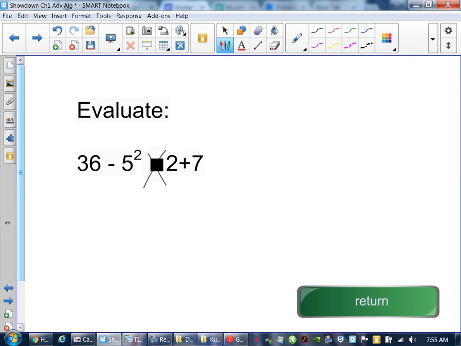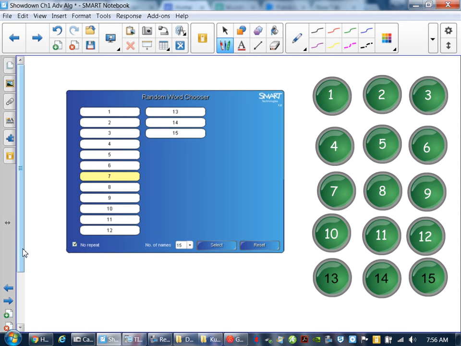What are you getting for an answer? Negative 7? Do we agree on negative 7? Yes, I agree as well. Exponent, you get 25, so it becomes negative 25 times 2, negative 50. 36 minus 50 plus 7, negative 7. That was number 1. All right, number 3.